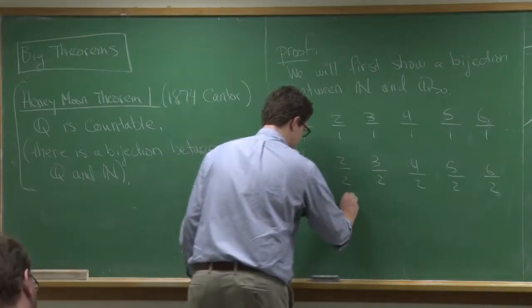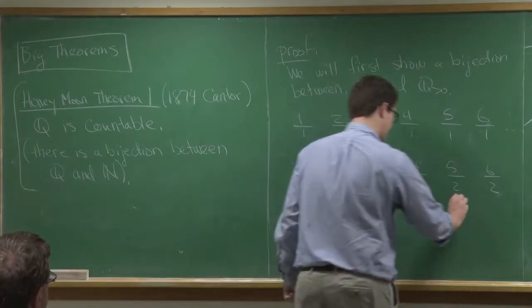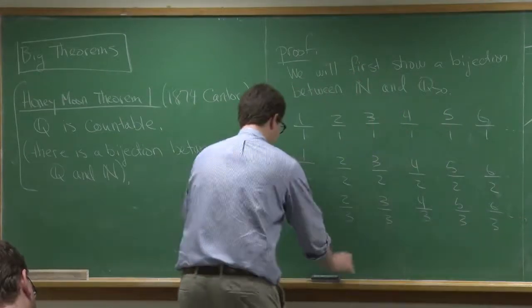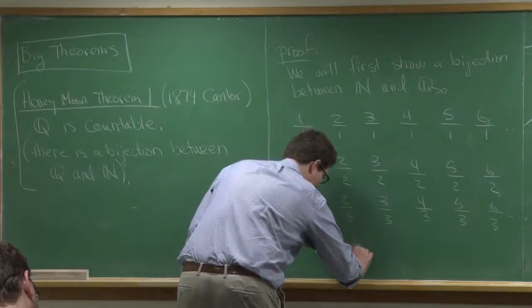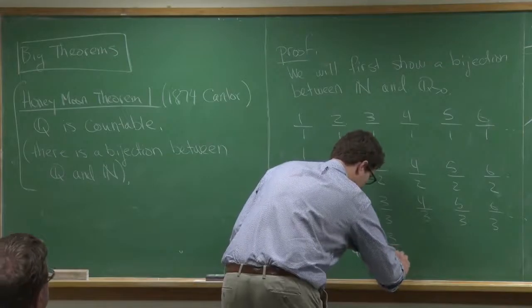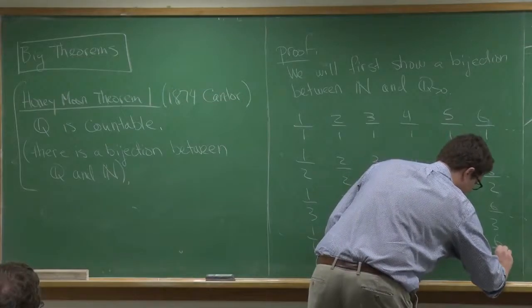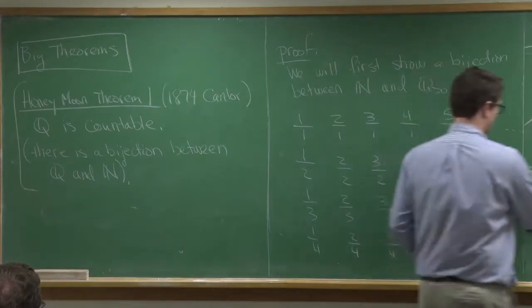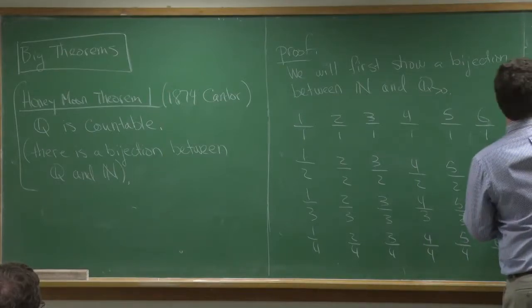1 over 3, 2 over 3, 3 over 3, 4 over 3, 5 over 3, 6 over 3. This isn't the sequence, by the way. This keeps going. Let's do one more row: 1 over 4, 2 over 4, 3 over 4, 4 over 4, 5 over 4, 6 over 4. I didn't space this out well. Let me try to do it here to see if you get the pattern.